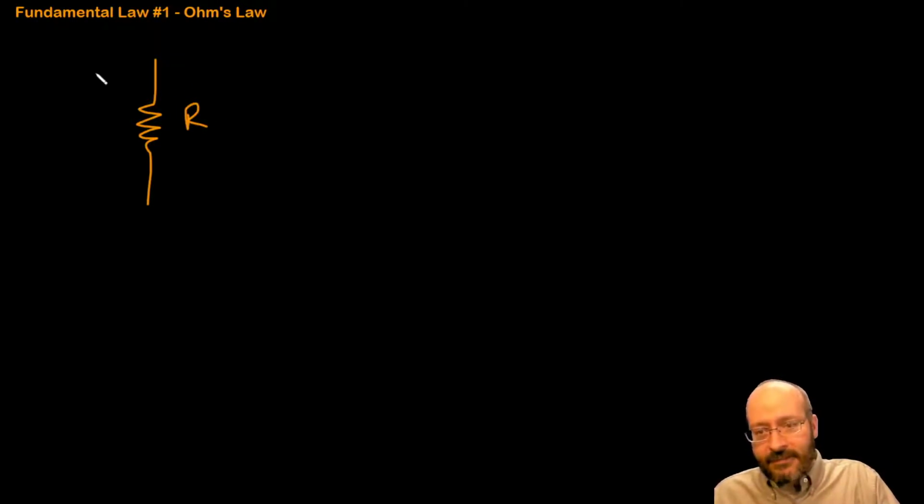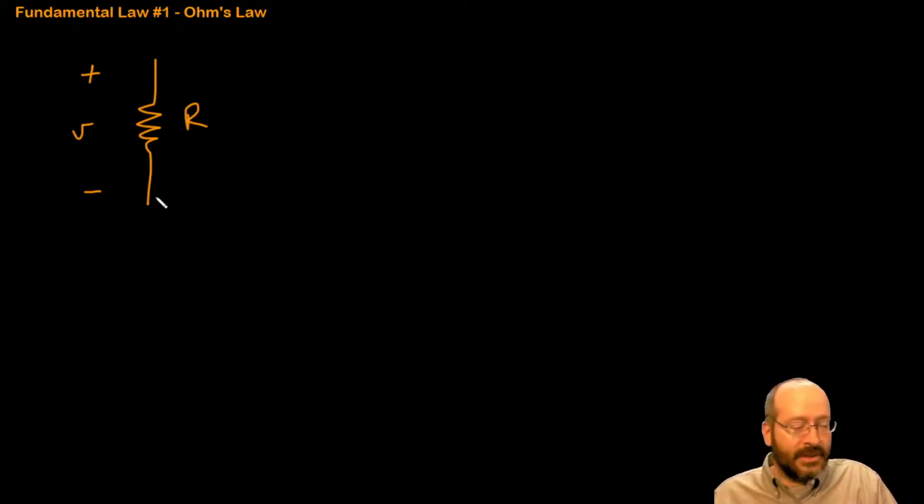and we're going to have a voltage across it, higher potential energy up here, lower potential energy down here, and that's our voltage. It's the difference in energy across that resistor, and that's going to create a current. That's going to cause some movement of charge. And that movement of charge in this case is going to be down.